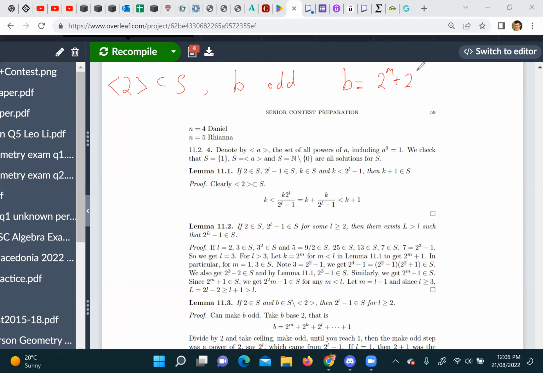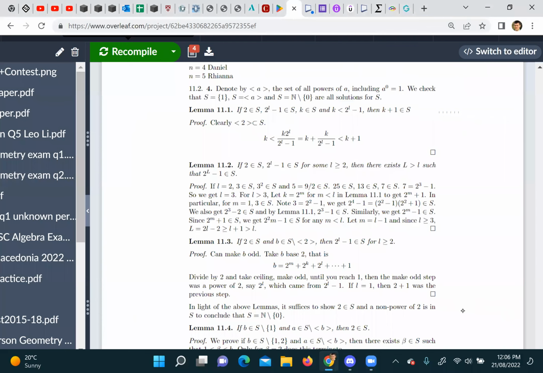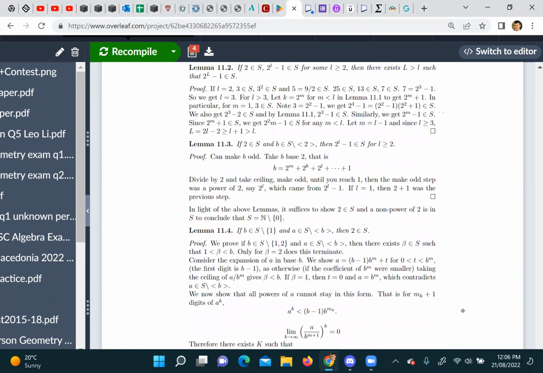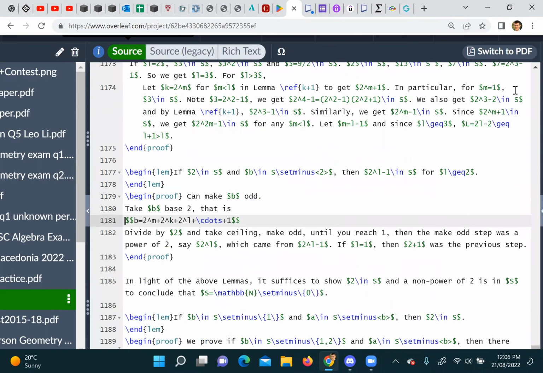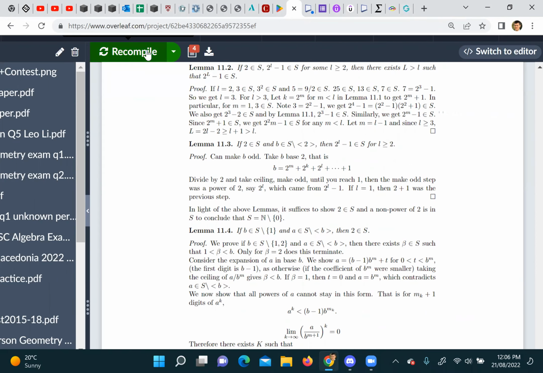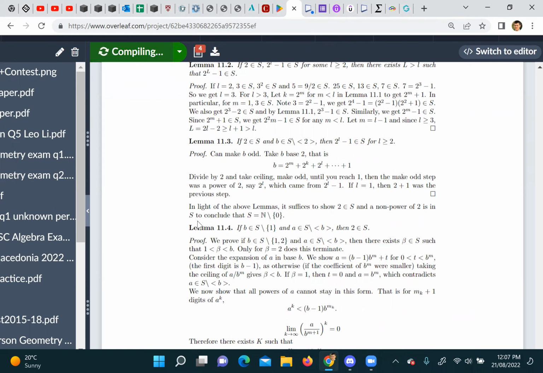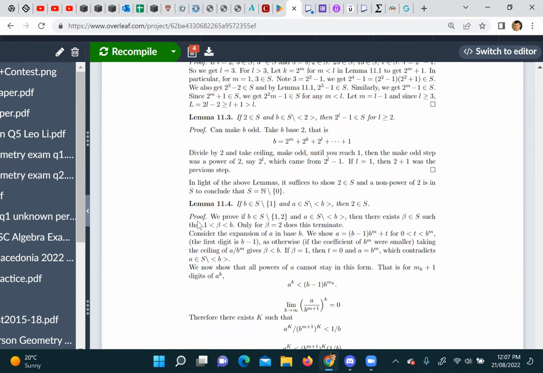Yeah, I kind of wrote it a bit funny, right? Wait, this is lemma 3 now? Yeah, 11.3. So you just show this lemma here. If 2 is in the set, and B is also in the set where B is not a power of 2, then 2 to the L minus 1 is in the set. This one, you went a little bit faster. The hand waving, yeah, the hand just started waving.